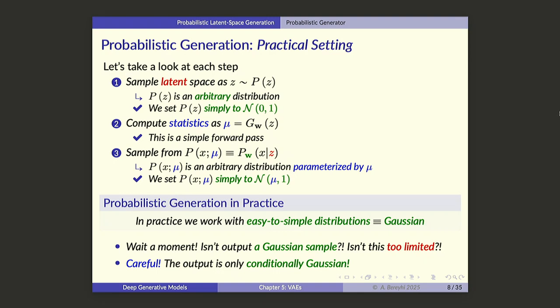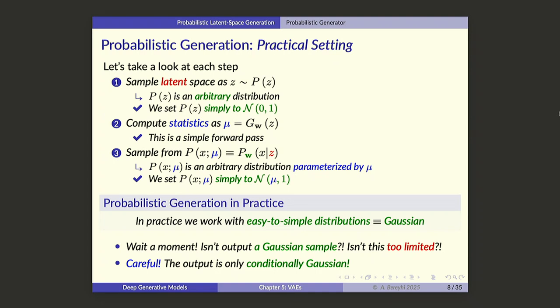Actually, no. We are not taking samples from a Gaussian distribution. We are taking samples from conditionally Gaussian distributions, right? And then the data distribution is not necessarily Gaussian. I mean, actually, it's not Gaussian at all. Do you see what I'm saying?